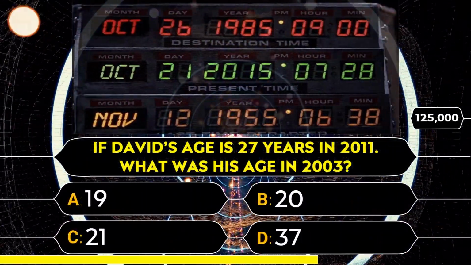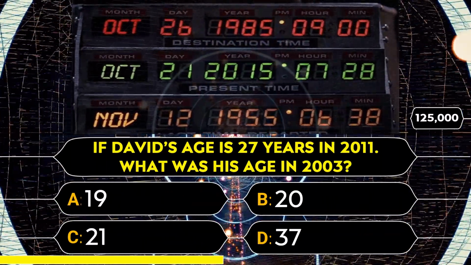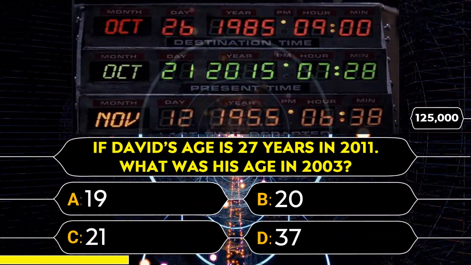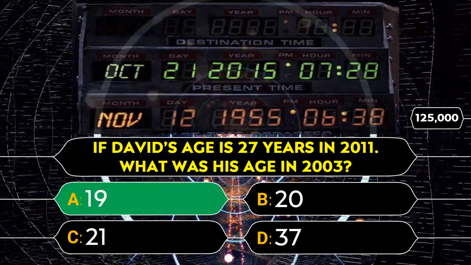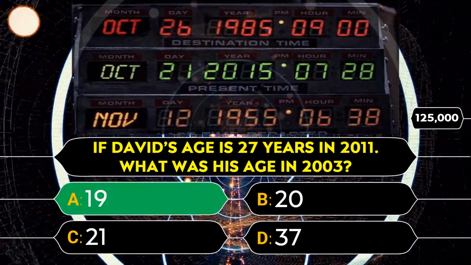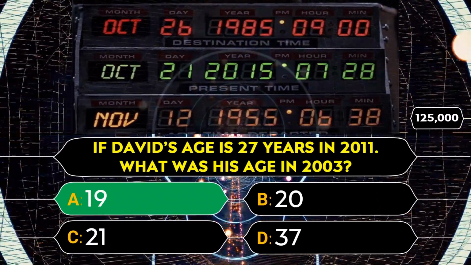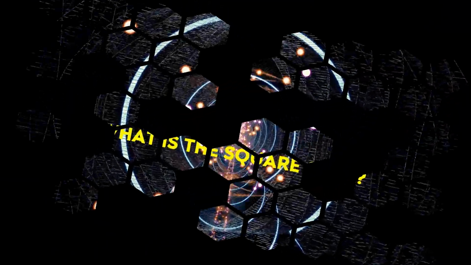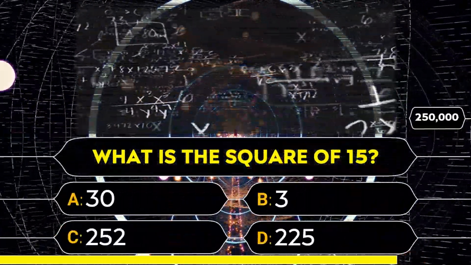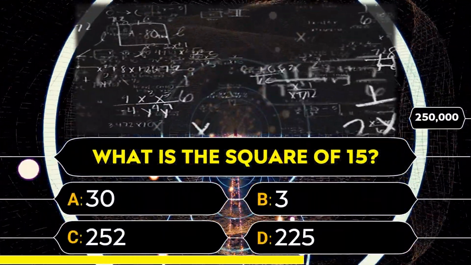If David's age is 27 years in 2011, what was his age in 2003? Yes, David was 19 years old in the year 2003. His age in the year 2003 is equal to 27 minus 8, so 19. This next question worth 250,000 is too easy if you ask me.